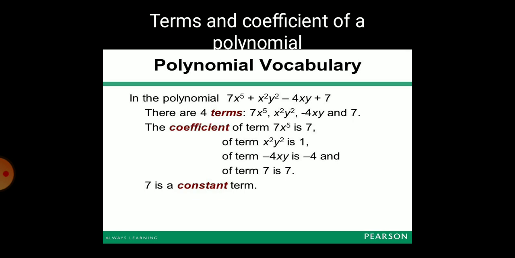And the third term is minus 4xy. When there is a minus symbol along with it, the coefficient also takes the symbol. So for minus 4xy, its coefficient becomes minus 4. And the last one is a constant term. A constant term is always a polynomial because it takes the variable x power 0 or y power 0. So here the coefficient is 7.